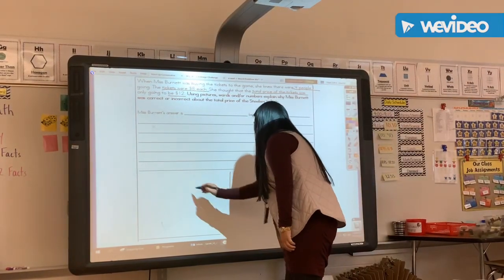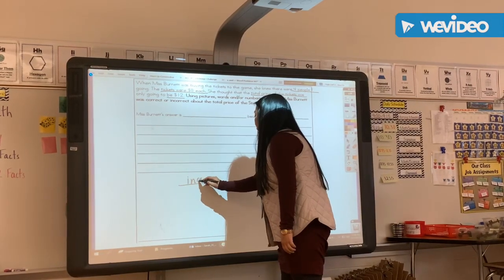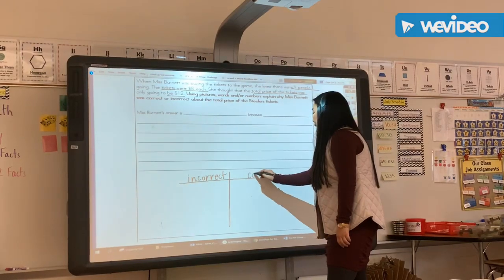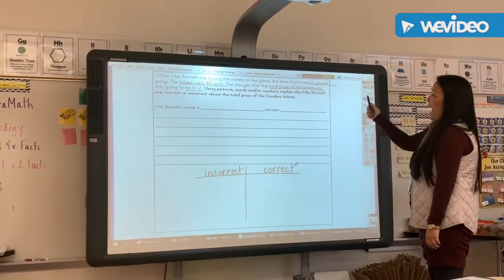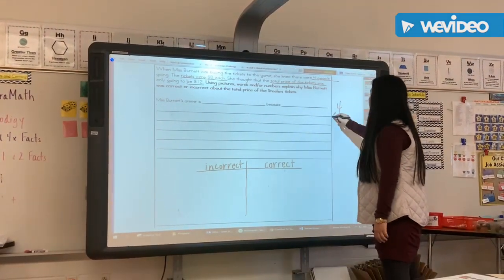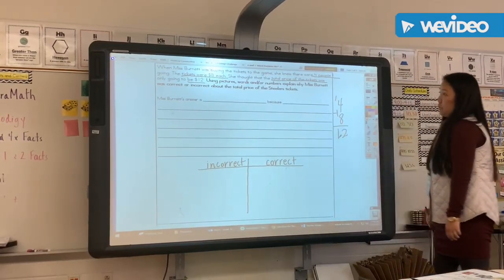So we like to make a T-chart sometimes for our students. And on this side, we're going to write the incorrect as our heading. And on this side, we're going to write correct. So, Miss Burnett added 4 plus 8, and she got 12. That's the math that she did to solve it.